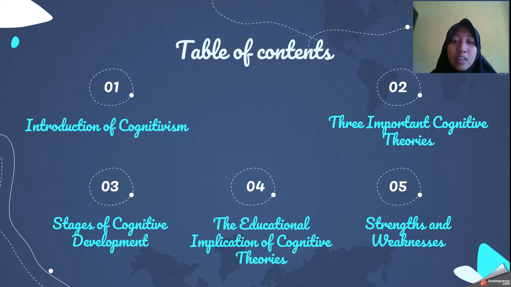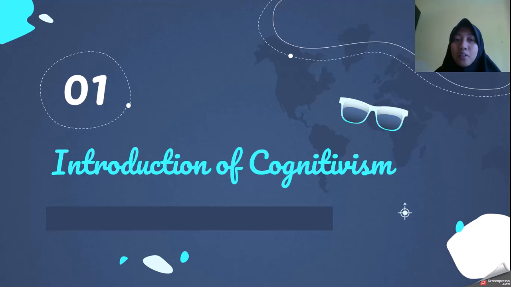The third is stages of cognitive development. The fourth, the educational implication of cognitive theories. And the last is about the strengths and also the weaknesses of cognitive theories. Let's get started with the introduction of cognitivism.